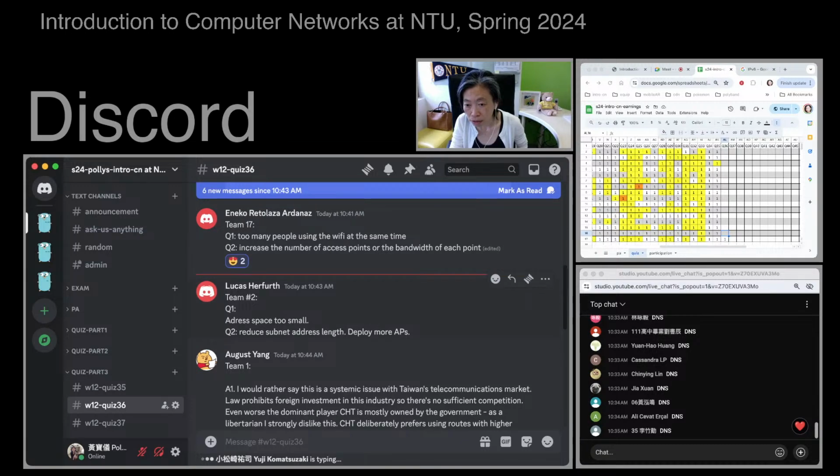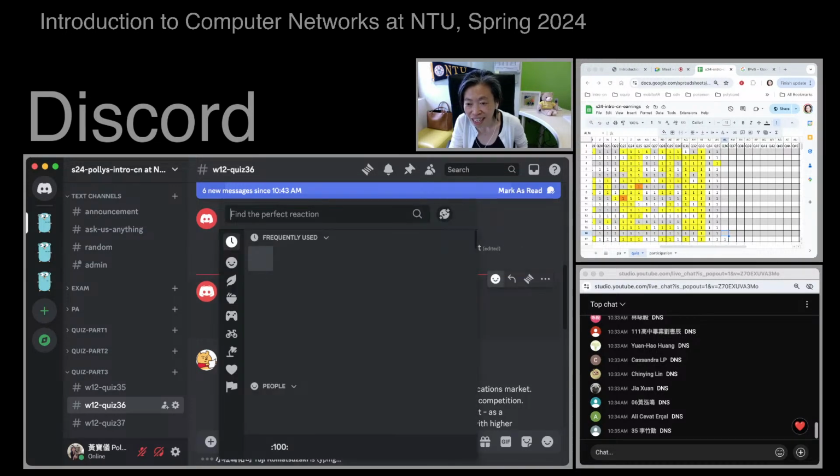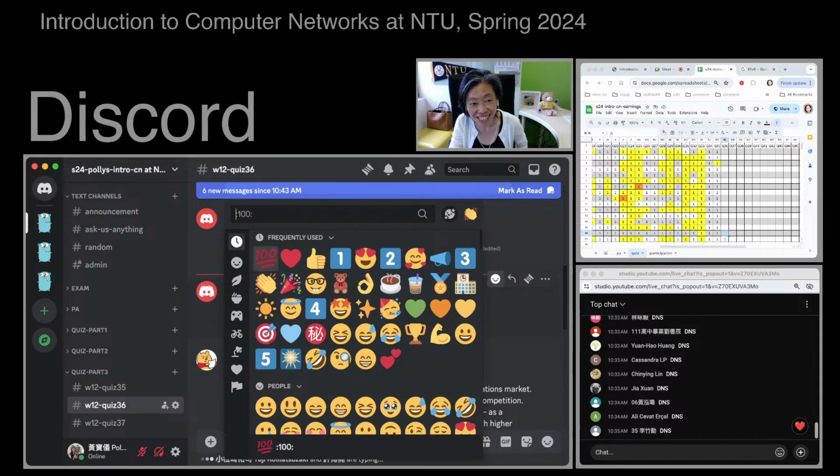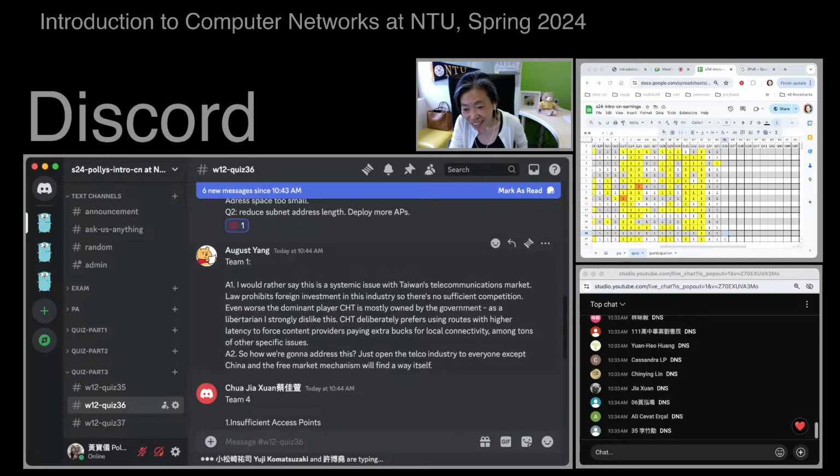Thank you, Lucas. So Team 2, Team 17 nicely complement each other. Okay, let's see. Team 1. I would rather say this is a systemic issue. Oh, okay. Oh, wow. Law prohibits foreign investment in this industry. Oh wow, lack of competition. There's no sufficient competition.